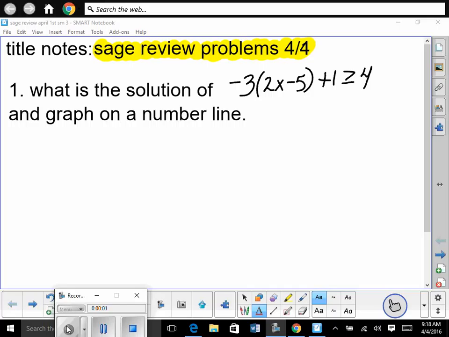Number 1, what is the solution of negative 3 times (2x minus 5) plus 1 is greater than or equal to 4? So what is the solution of that problem? And graph on a number line.